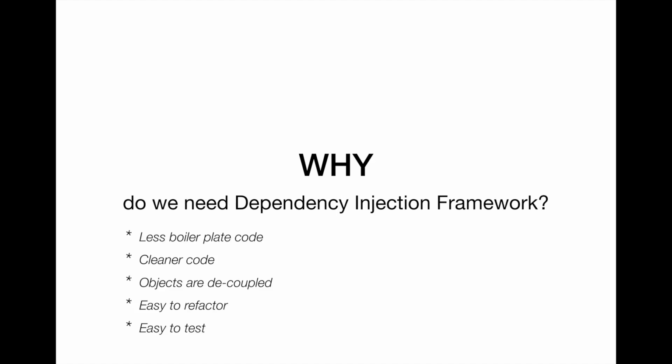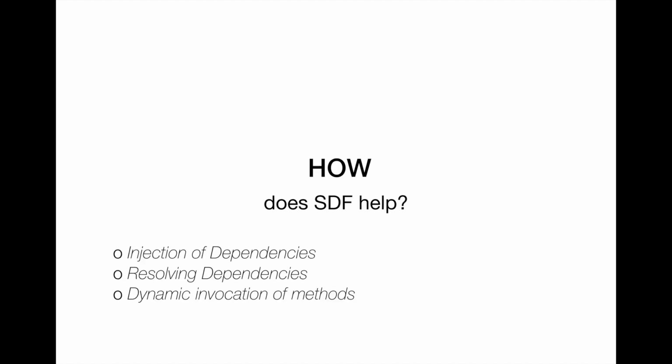Now, why do we need dependency injection? Well, dependency injection or DI helps in writing less boilerplate code, which makes the code cleaner as well. DI makes the objects decoupled from their dependencies, hence the code becomes easy to refactor, and also it is easy to test, especially when dependencies are on abstract classes or interfaces, which allows usage of mocked implementations in the unit tests.